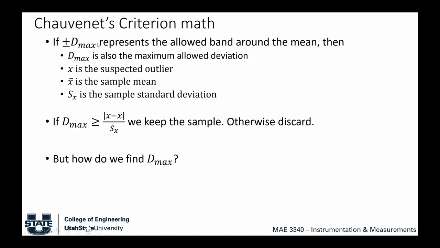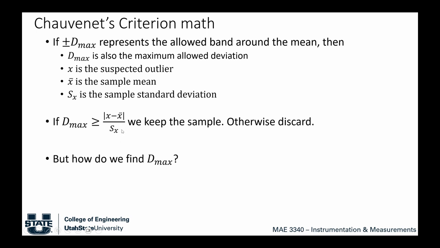Okay, so here is Chauvenet's criterion. So we have a plus or minus D max. Again, this is that boundary that we're going to set, or a band that we're going to set around the mean. And if anything falls outside of that band, then we're going to say it's an outlier. So D max is the maximum allowed deviation. Oh, we've seen this before, that deviation. Each individual point, how far is it away from the mean? And since we're using sample statistics here, each point minus the sample mean. So we're seeing that deviation. And then we're going to divide that by our sample standard deviation.